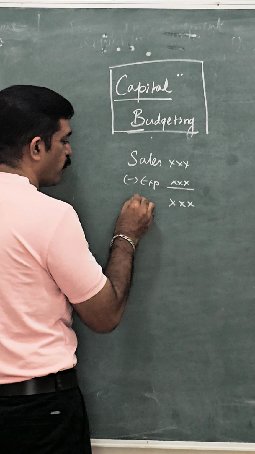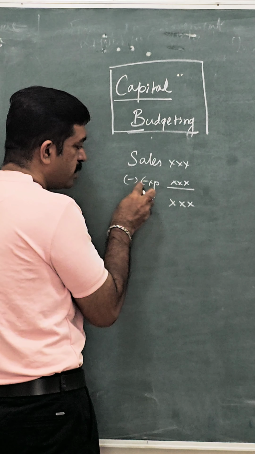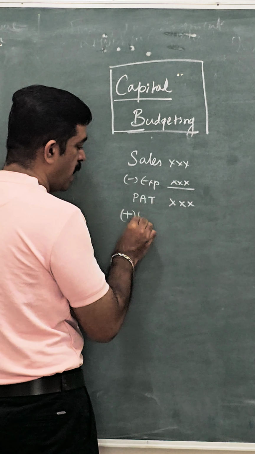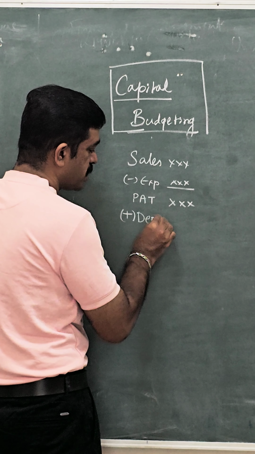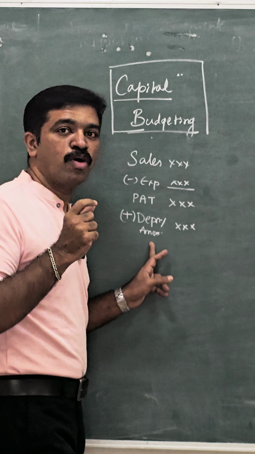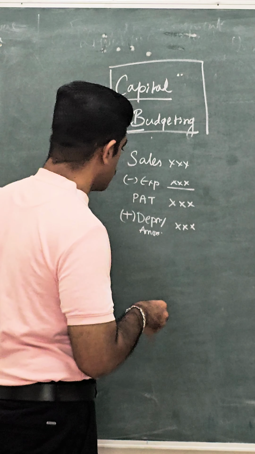Let's say this is profit after tax. Now this profit is arrived at after deducting depreciation, which is a non-cash item. So let me add back that depreciation as well as amortization. I'm adding back because non-cash items have to be excluded while arriving at the cash flows.